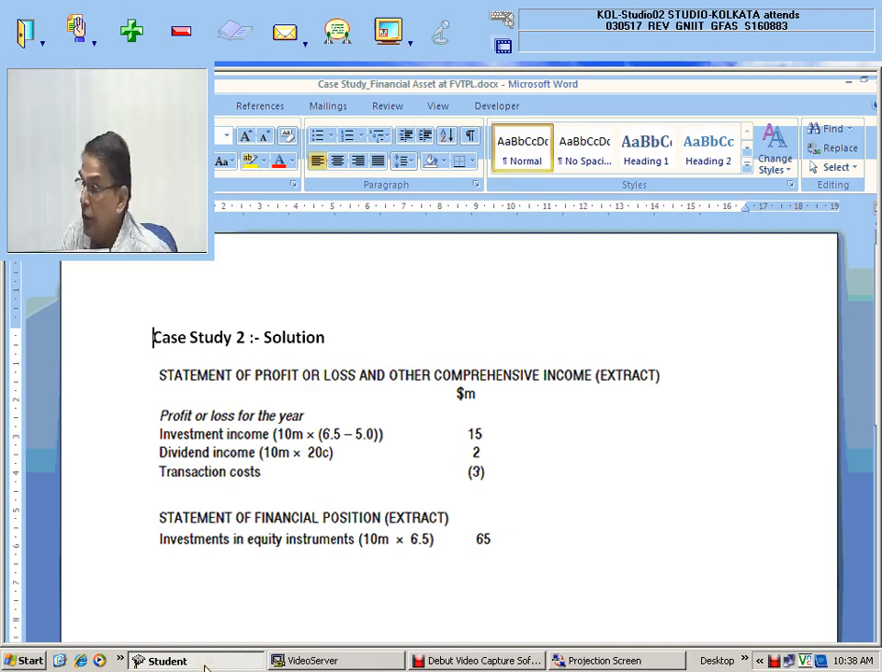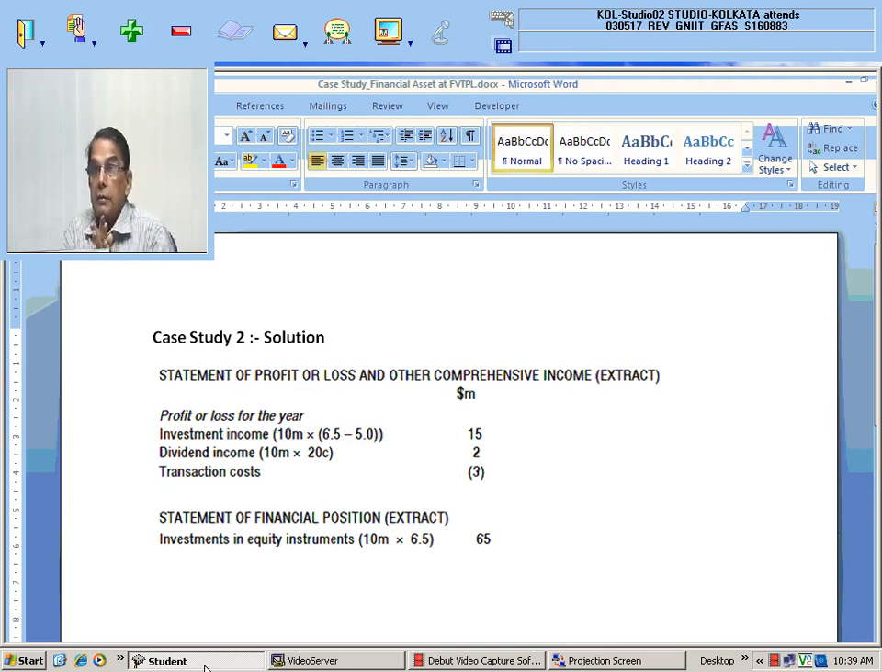Statement of financial position, in the balance sheet: the investment in equity instruments will be shown at 10 million into 6.5, 65 million. Initial measurement was 10 million into 5, so 50 million, but for the subsequent measurement on the reporting date, 31st December 2012, the investment in equity instruments will be shown at 10 million into 6.5, that is the fair value on the date of reporting or statement of financial position.